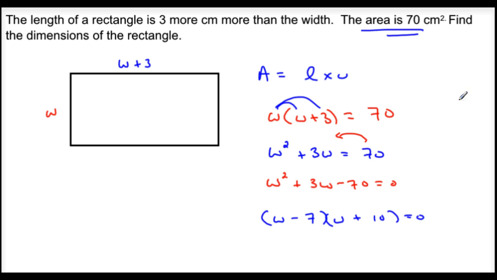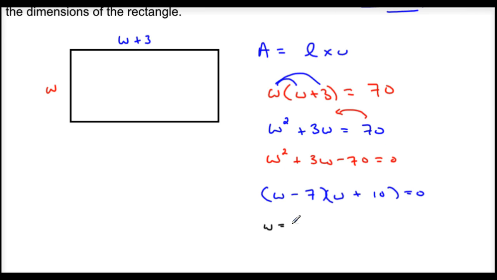Nice. Solve these out. W minus 7 equals 0. W plus 10 equals 0. What's W on the first one? 7. W equals 7. And W equals negative 10. Can I accept both answers? Why not? Why can't I have a negative? You can't have negative dimensions. You can't have a negative length. You can't have a negative width. So your W equals negative 10 does not count in this one. So you got W equals 7. So my width is 7, and my length is 7 plus 3, and we got a length of 10.